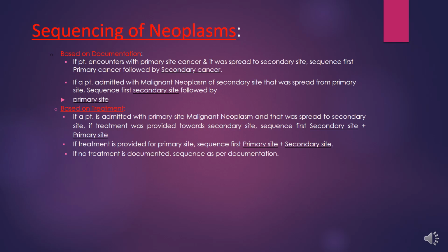If a patient is admitted with malignant neoplasm of a secondary site that spread from a primary site, sequence first the secondary site followed by the primary site. Based on treatment: if a patient is admitted with a primary site malignant neoplasm that has spread to a secondary site, and treatment was provided toward the secondary site, sequence first the secondary site, then the primary site. If treatment is provided for the primary site, sequence first the primary site, then the secondary site. If no treatment is documented, sequence as per documentation.